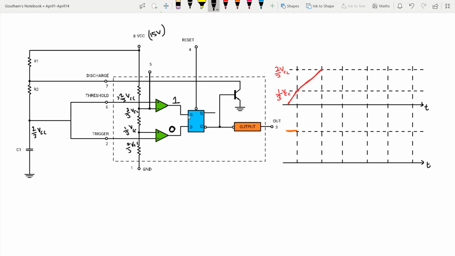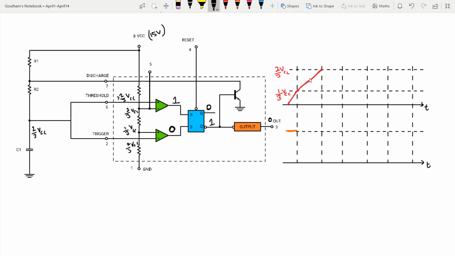So when your reset is 1 and set is 0, what happens to the output of the flip-flop? The output of the flip-flop is 0, but Q bar will become 1, and we know that the output stage inverts this Q bar, so the output is now made 0.